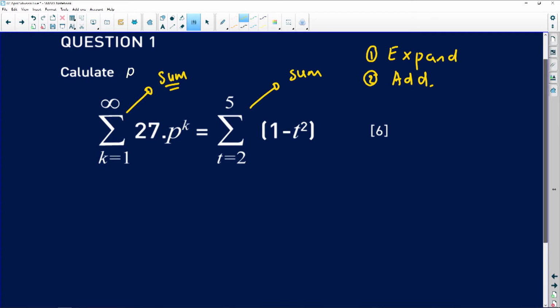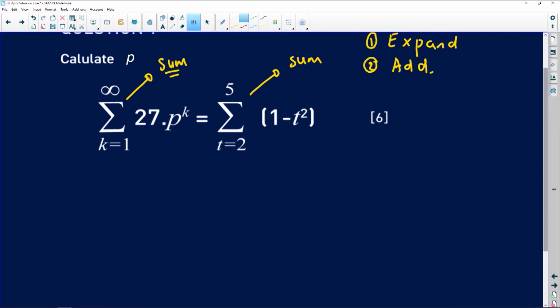So on the left-hand side, what are we actually interested in? We want you to first of all find the sum of a certain number of terms. So let me follow the guideline that I'm giving you that says, first of all, we need to expand. So on the left-hand side, I'm going to expand.